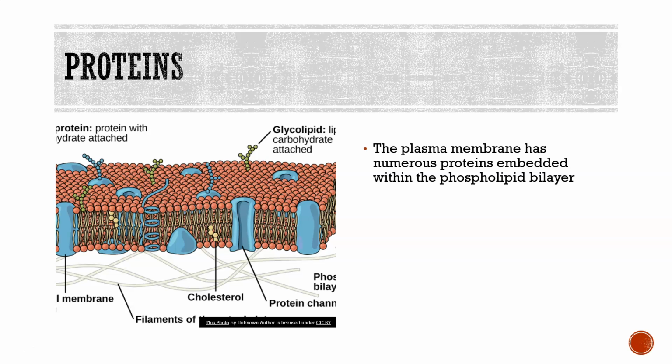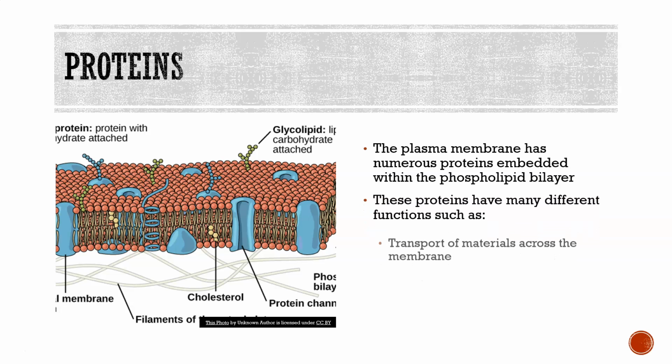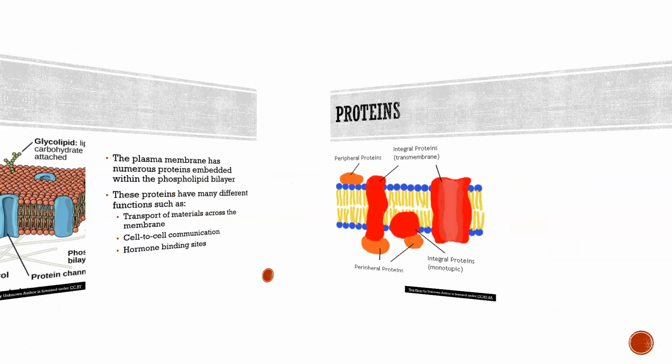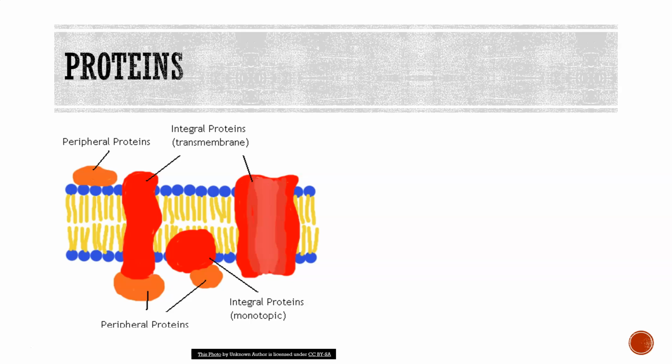There are various proteins and they have various roles. Here we can see our channel protein. We've got another protein here, and another protein over there. Each of them has a different role, for different reasons. Some of their functions are that they transport materials across the membrane, they're involved in cell-to-cell communication, and they can be hormone binding sites as well.